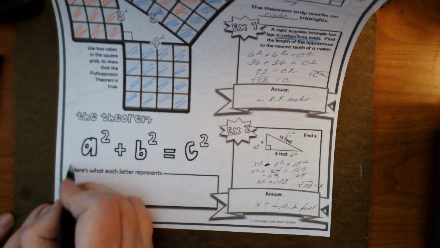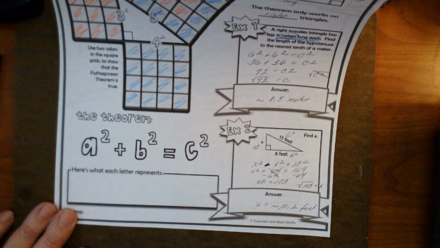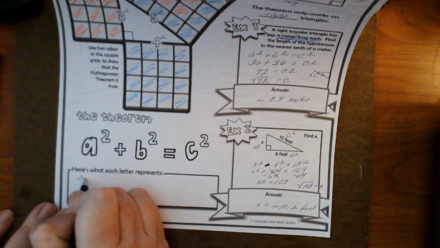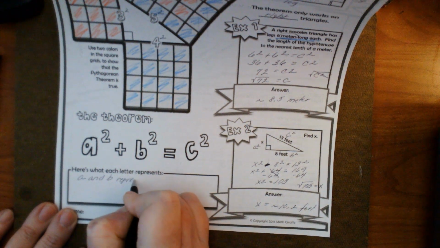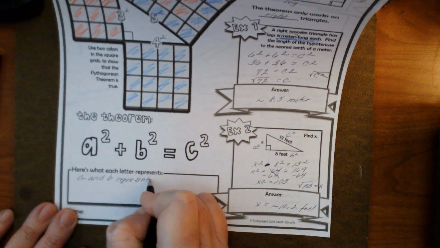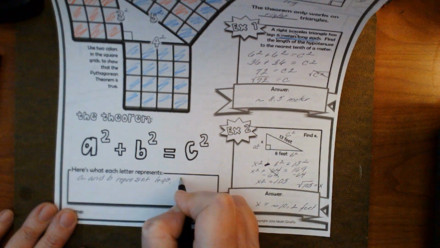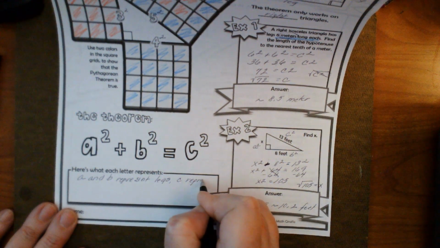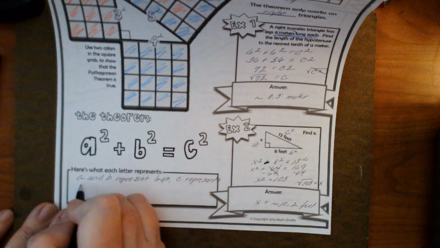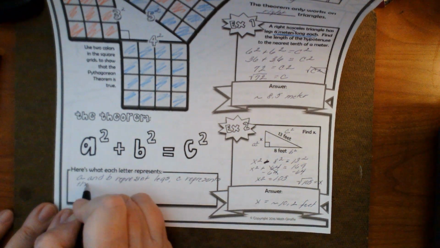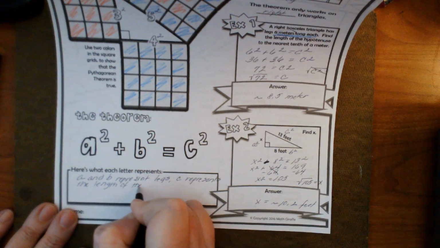Okay, so what does each letter represent? A and B represent legs. C represents the length of the hypotenuse.